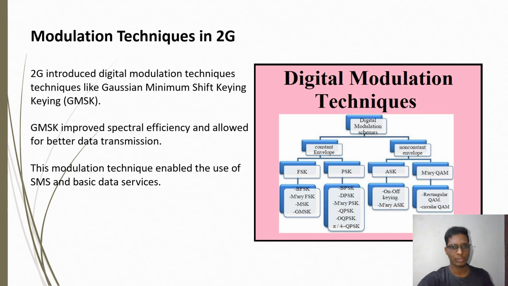Now let us learn about the modulation techniques in second generation. Second generation introduced digital modulation, whereas the first generation used analog modulation. In second generation they used digital modulation techniques like Gaussian minimum shift keying (GMSK). GMSK improves spectral efficiency and allowed for better data transmission. This modulation technique enabled the use of SMS and basic data services. In the figure you can see the block diagram of digital modulation techniques.